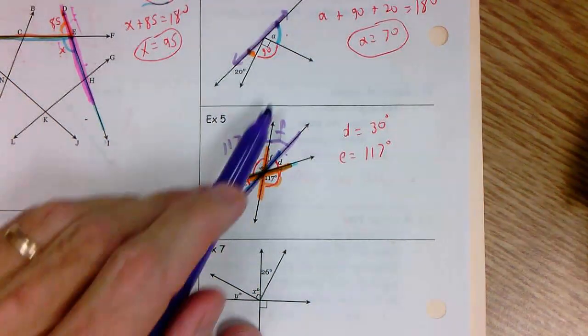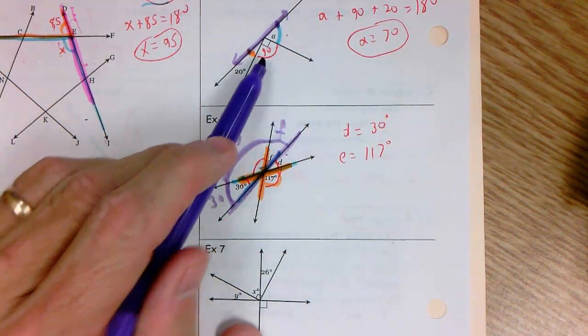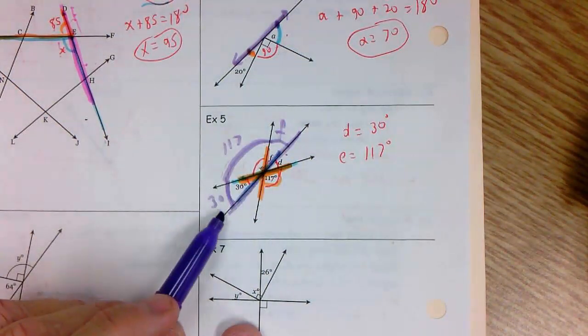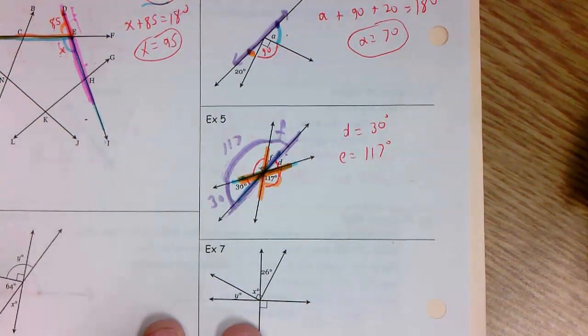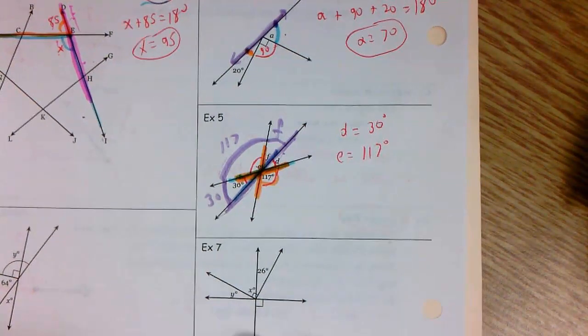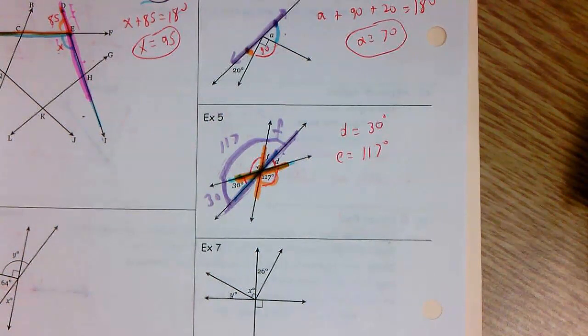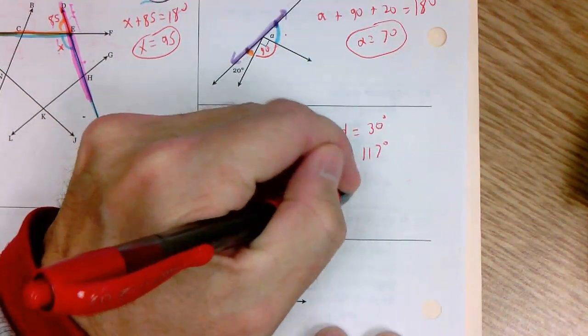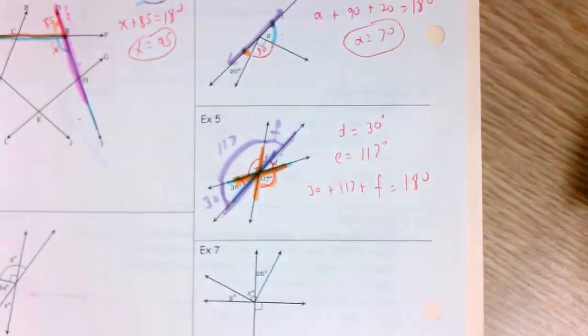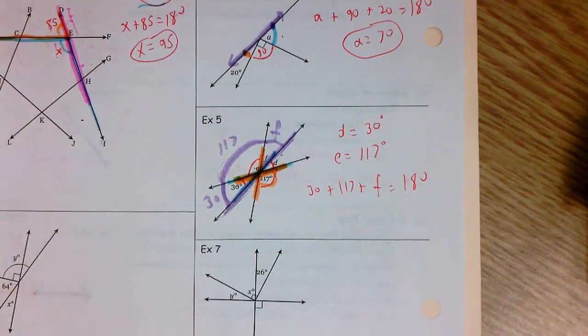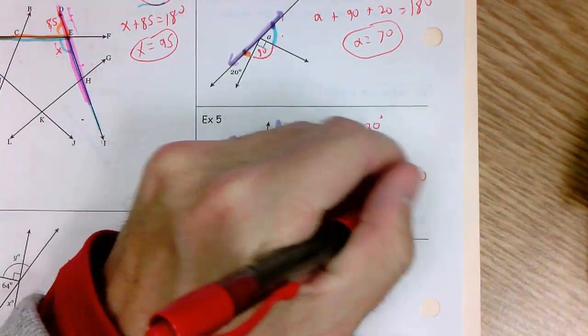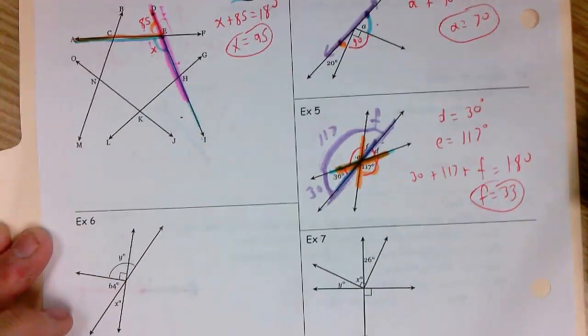Those 3 angles, just like the 3 angles up here in this example, together form the straight line on the outside. So together, they must add up to 180. So that means that 30 plus 117 plus F adds up to 180, and I can figure out F, right? I could add those together, subtract from 180, and if I did that, I think I would get 33. All right, 2 more examples and we're done.